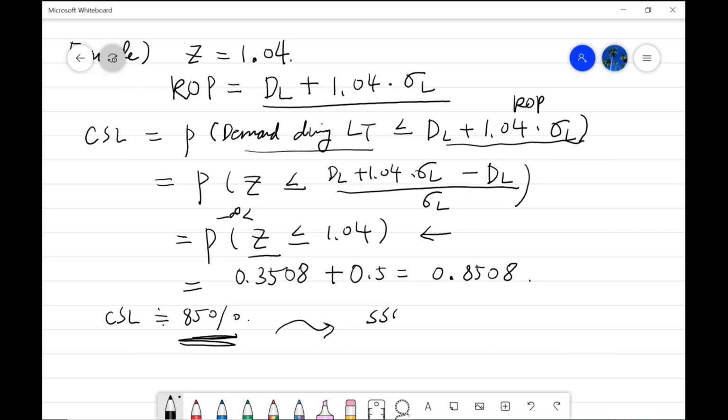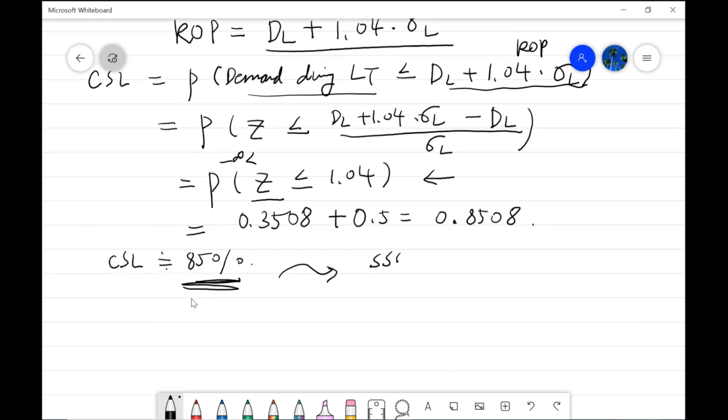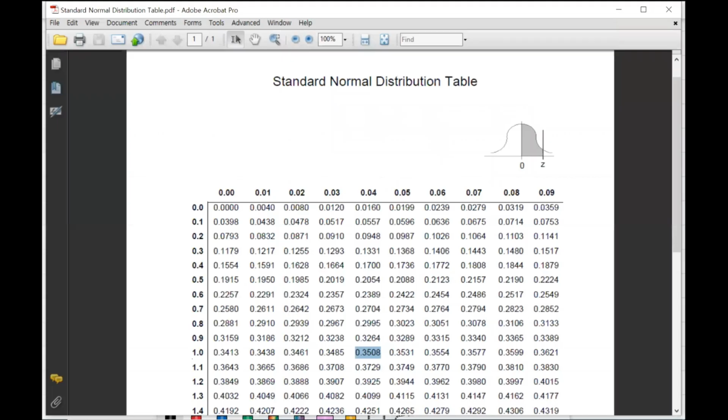Let me give you the homework. No, this is not homework, I'm just showing it here. If the cycle service level is 99%, then my question is, what's going to be the corresponding G value? That way I can calculate the safety stock amount. You have to take a look at the table. Which table? The standard normal table.